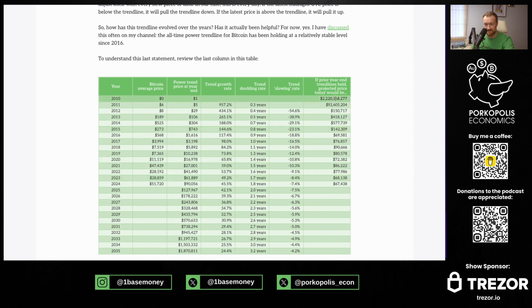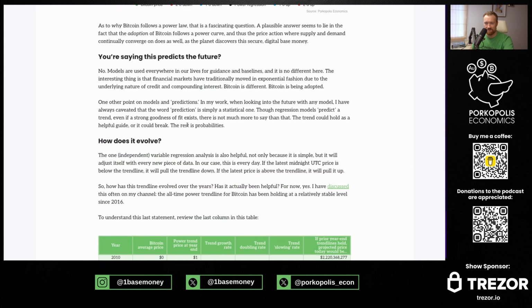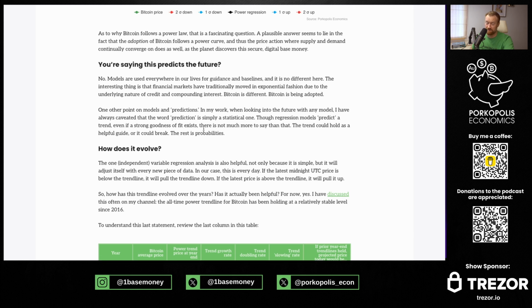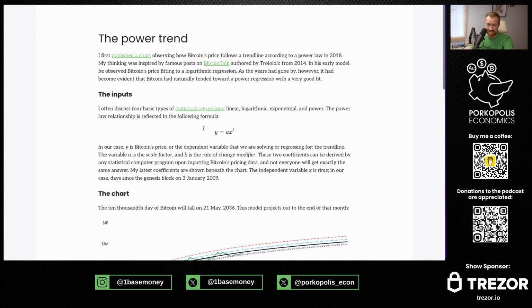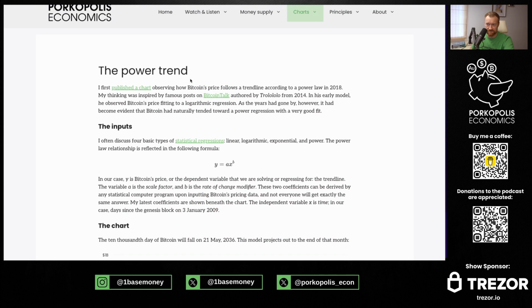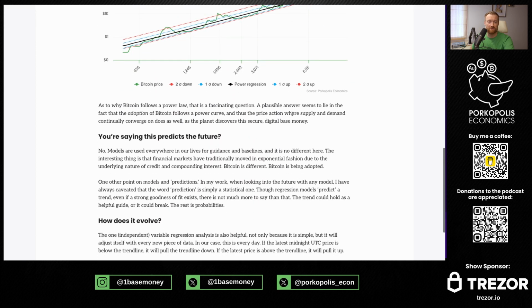It is true. We're just not on 2010's trend of Bitcoin. We're never going to, I shouldn't say never say never. Seems very unlikely that we'd hit $2.2 billion per Bitcoin anytime soon. But these trend lines from 2016 seem pretty reasonable as far as Bitcoin adoption goes. And again, as I say here, the rest is probabilities. When a model talks about prediction, I talked about this for years. I first published a chart here of the power law regression trend line of Bitcoin in 2018. The rest is probabilities.